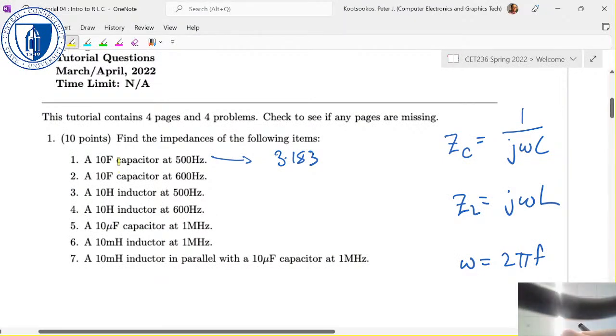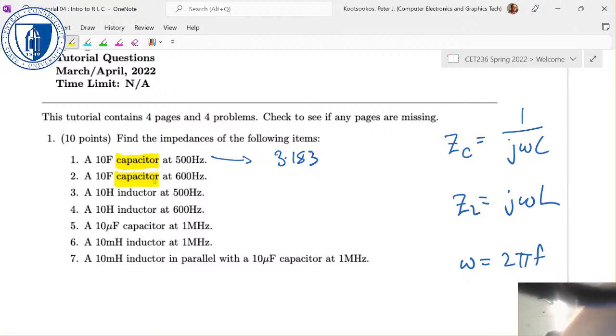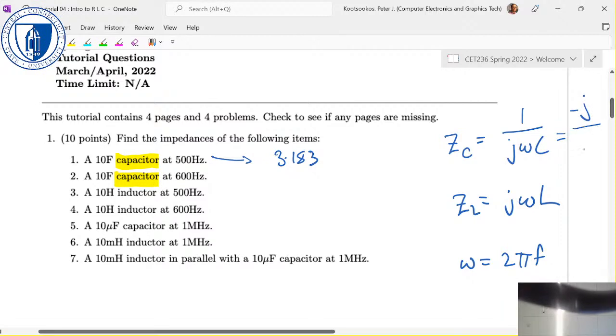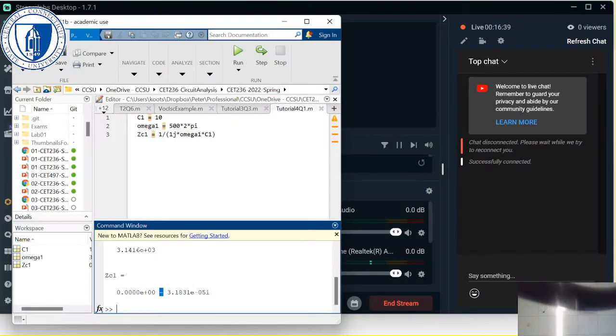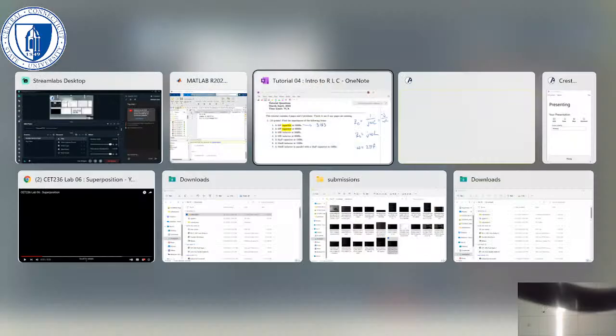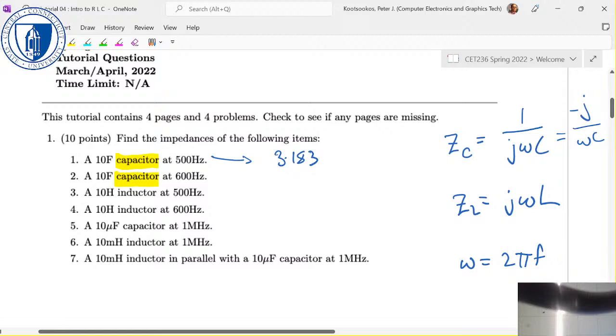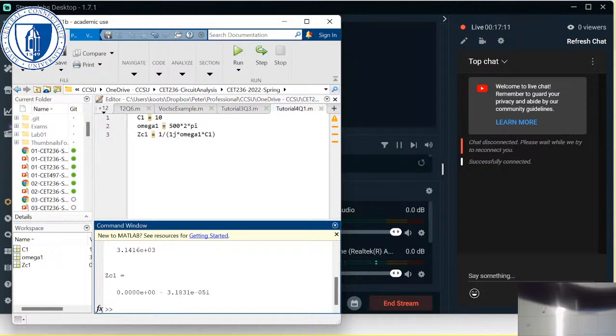Whenever you see a capacitor, the sign on the impedance is going to be negative, because this is the same as minus j on omega C, because 1 on j is negative j. Then where did it get to? There we go. So omega 1 is already there. Omega 1 is 3,141.6 radians per second. So times 10. I get that right? Yeah, that looks good.